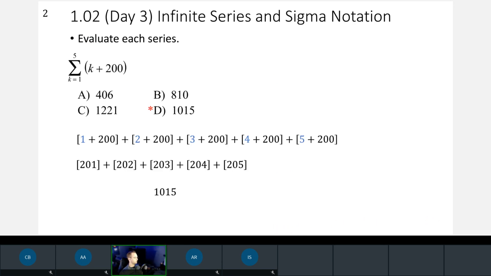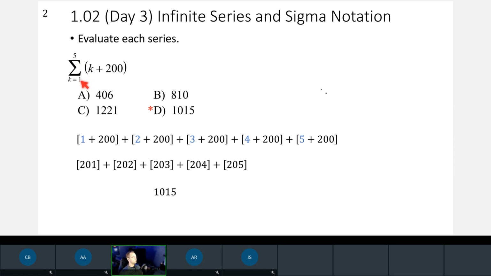All right. Next one, we want to evaluate each series. So this is kind of straightforward. This is the summation. So from k equals 1 to 5, all you're going to do is write this from 1 to 5: 1, 2, 3, 4, 5, starting at 1, ending at 5. That's what this means, start and end.